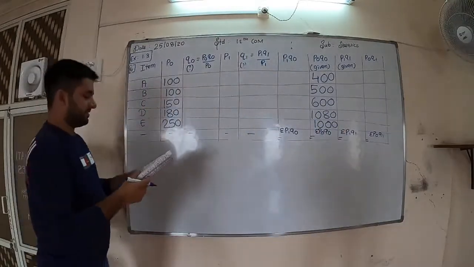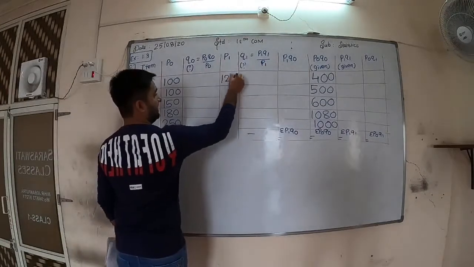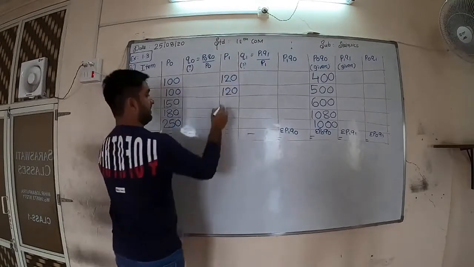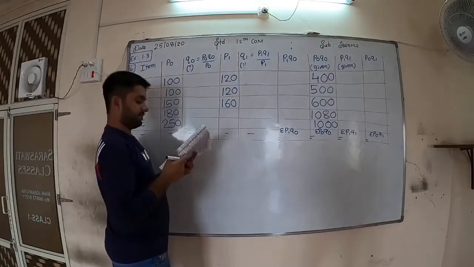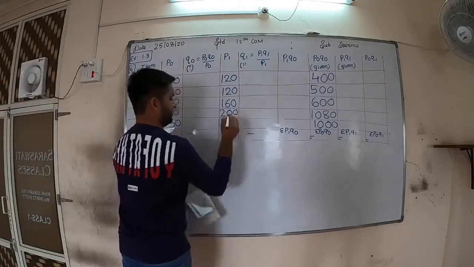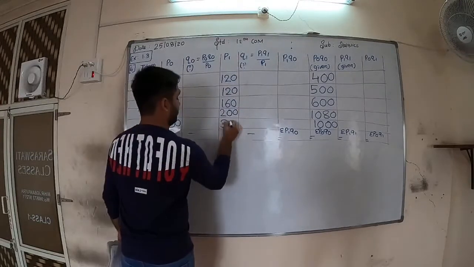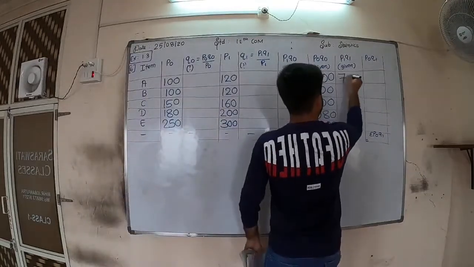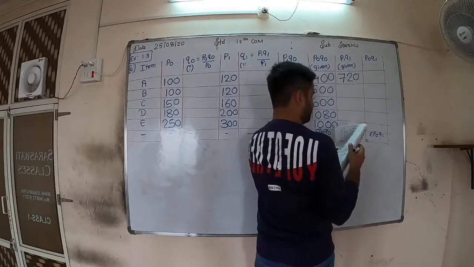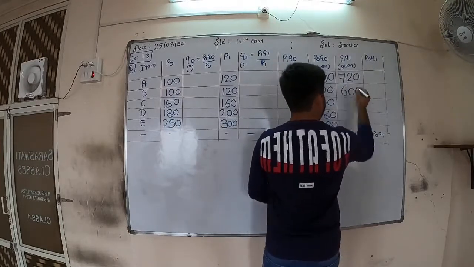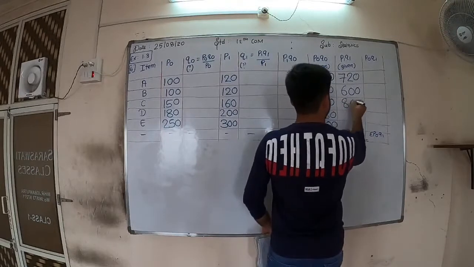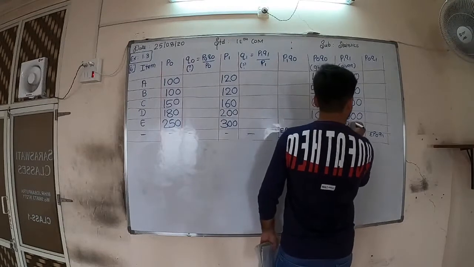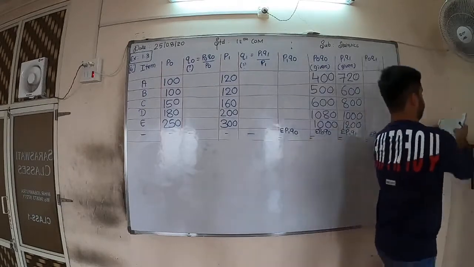Okay, then next price, without making a mistake, right here: 120, again 120, 160, 200, 300. Now without making a mistake, don't write here, we have to write there: 720, 600, 800, 1000, 1200.